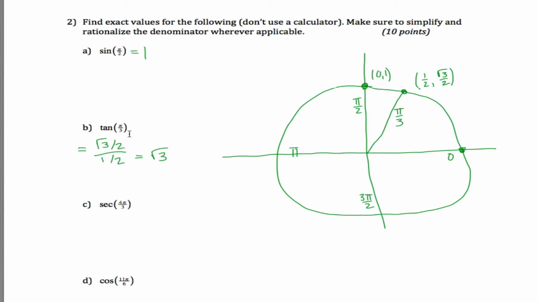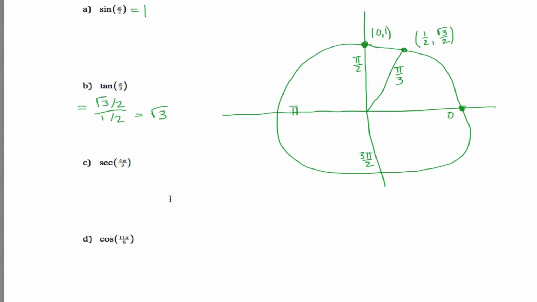And the 2 and the 2 over 1 would cancel, and you'd be left with just root 3. Secant of 4 pi over 3. Well, 4 pi over 3 is 1 1/3 pi. So here's 1, and you need another third. That's going to get you down here somewhere.